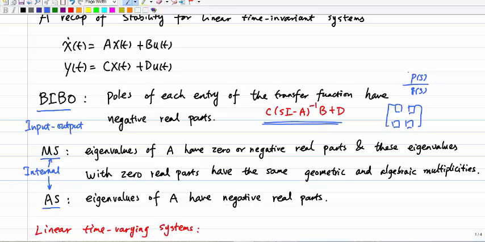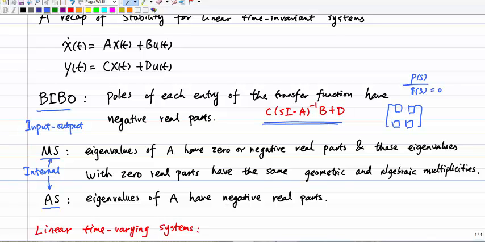Typically each entry is given by some numerator divided by denominator, both of which are polynomials of s. Once we set the denominator to be 0, we can find what we call the poles. We need to verify that the poles for each entry have negative real parts. Then the system is BIBO stable. If any entry has poles with either 0 or positive real parts, then the system is not BIBO stable.